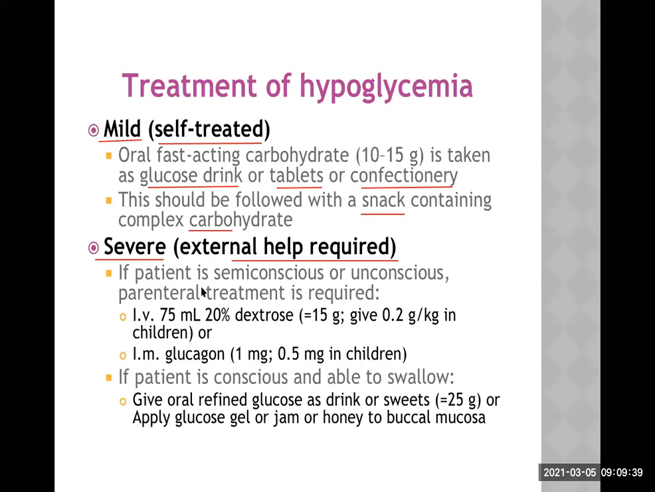Now let's come to the point. If a patient is semi-conscious or unconscious, how to treat? We need parenteral treatment. This is done by giving IV 20% dextrose, around 75 ml. This is equivalent to 15 gram of glucose. This is 0.2 gram per kg in children, but for adults, you don't need to calculate per kg. You straight away give this amount of glucose.